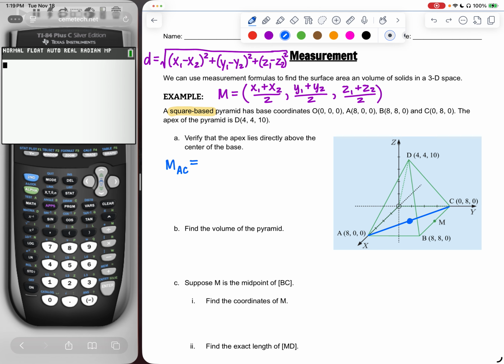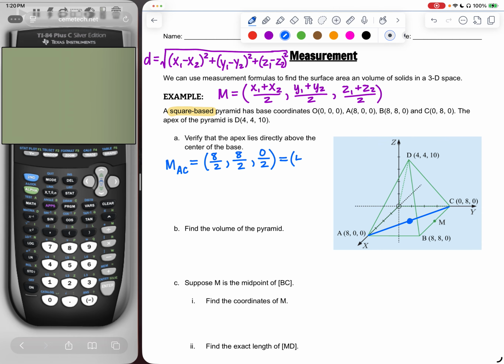So that's going to be 8 plus 0 for the x's divided by 2. So that's going to be 8 divided by 2 for the x's. If we add the y values, that's going to be 0 plus 8, which is 8, divided by 2. If we add the z's, that's 0 plus 0, which is 0, divided by 2. So if we simplify it, that's going to be 4, 4, 0. So that is where that blue dot is. It is at 4, 4, 0.